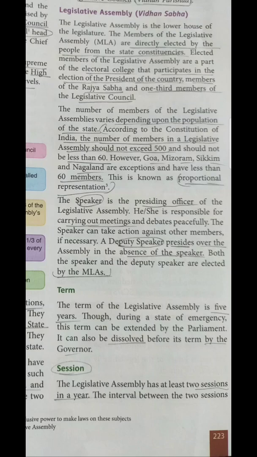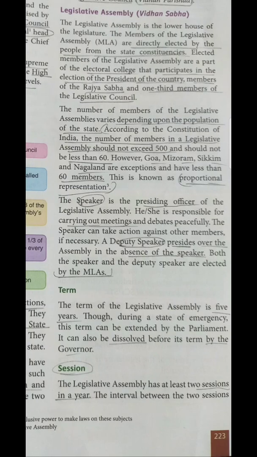Okay, so moving further, some of the members are there in the Rajya Sabha and 1/3 members are there in the legislative council. Now we are going to understand the number of members present in the legislative assembly.